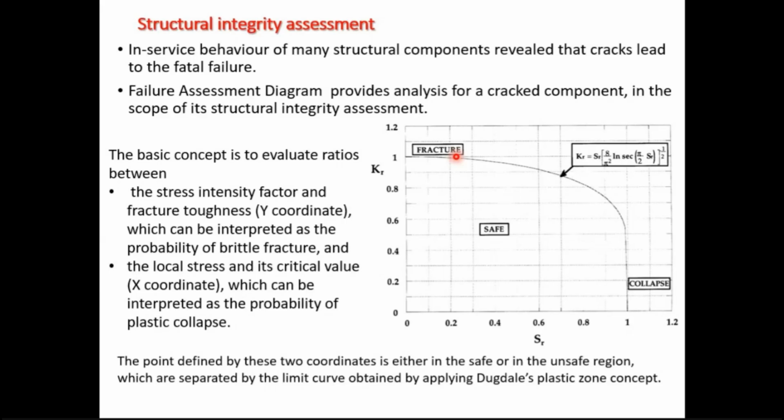For those two cases, we also calculated the net stress and divided it by the critical stress to get the x coordinate. You can see it here, it's the same, of course. And for the K1 versus K1C, we obtained two values and two points, both of them in the safe region.